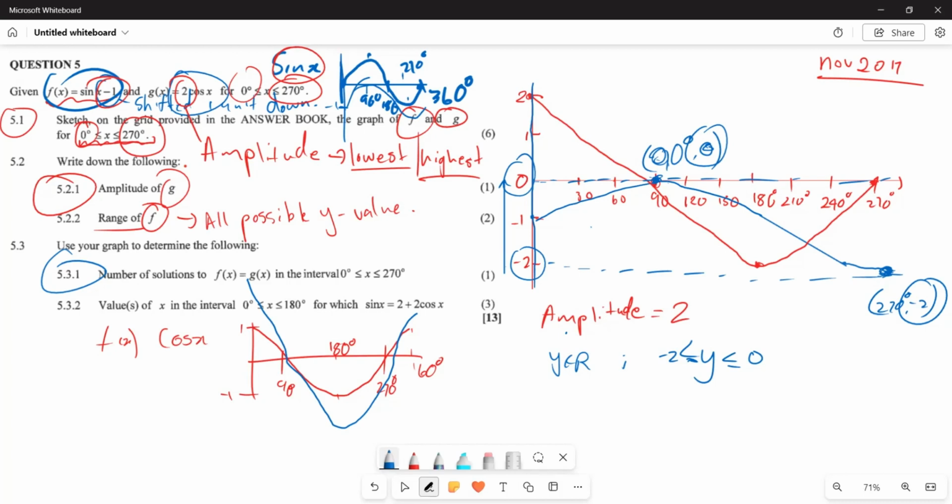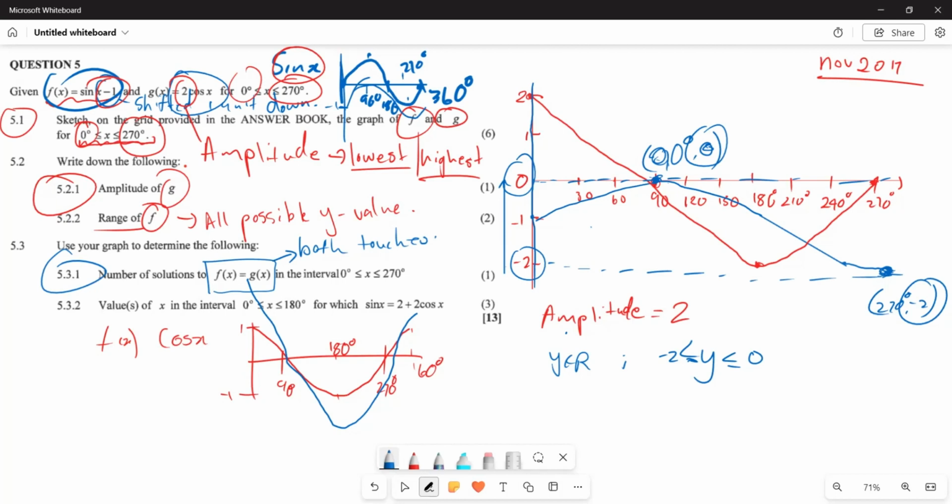They say the number of solutions where f of x is equal to g of x. Basically they are saying we want points where both of these graphs touch. Where are these graphs going to touch or meet? That's what they want us to do. Where are these particular graphs going to be touching?